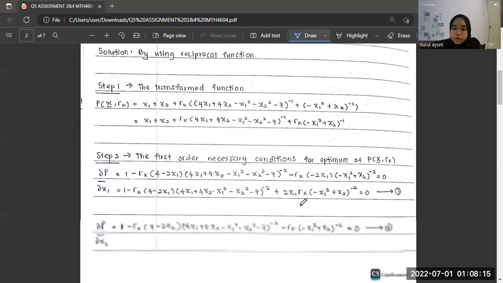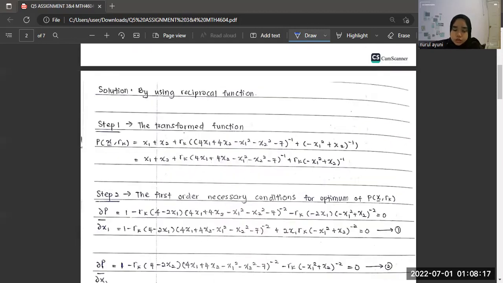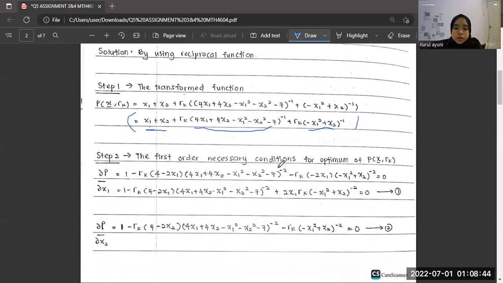So I will solve this problem by using reciprocal functions. The first step is to transform the functions. I transform the functions from the question into these equations, which is the function. This is constraint number 1 and this is constraint number 2. So I get these equations. Next step, the first order necessary condition for optimality for P(x, rk).